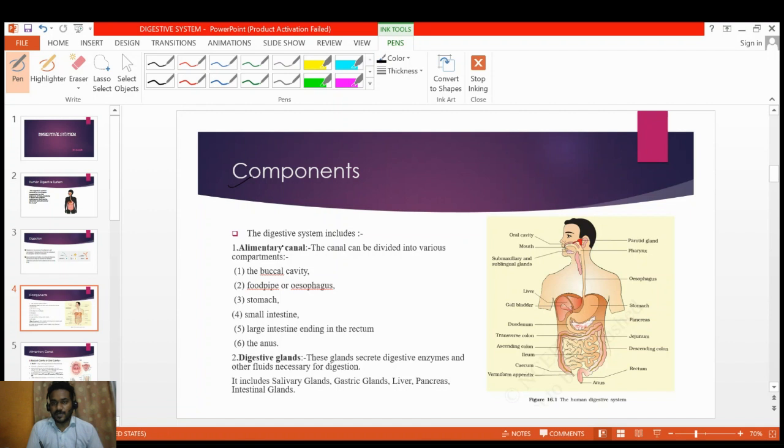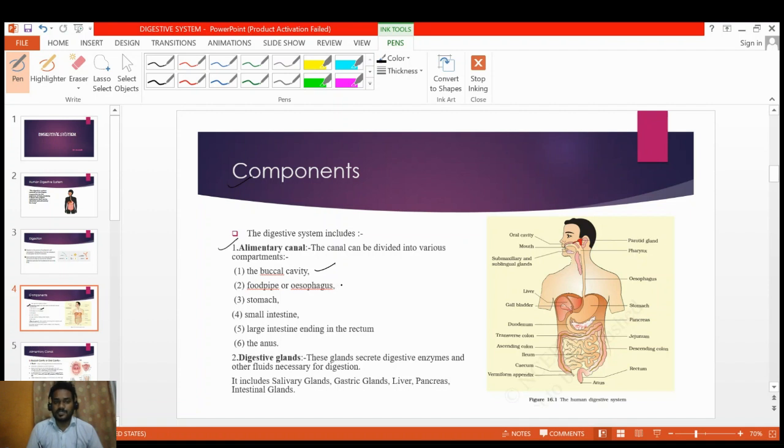There are two major parts of the digestive system, starting with the alimentary canal. That's the first component. It is a 9 meter or 30 feet long region, starting from the buccal cavity and ending at the anal region of the body. It comprises the following parts: the buccal cavity, which we can also call the mouth region, in which the teeth, tongue, and salivary glands are the major portions forming the oral region or buccal cavity.